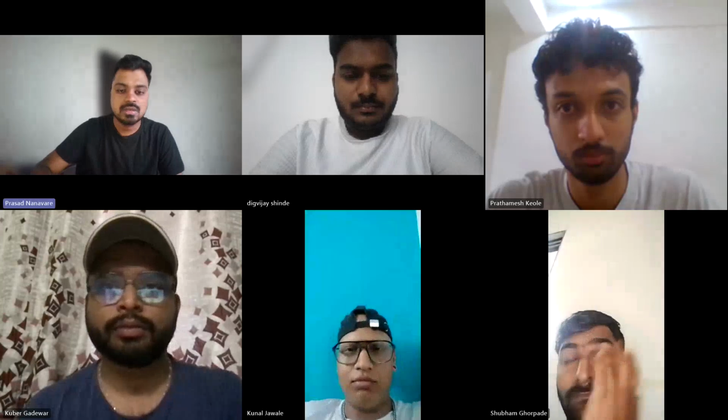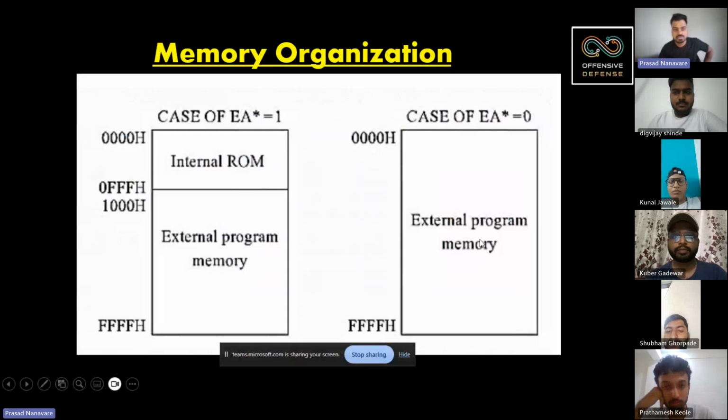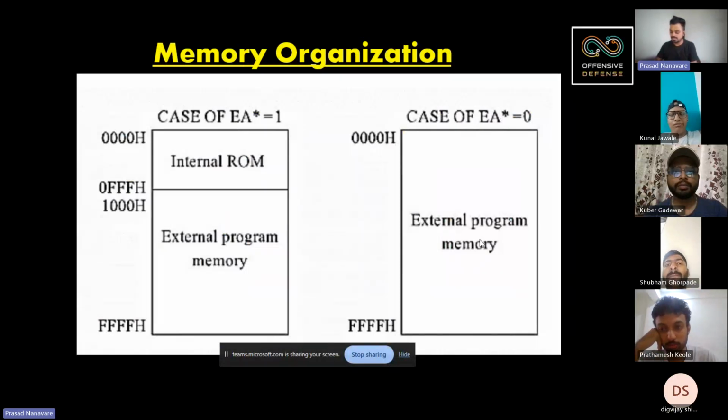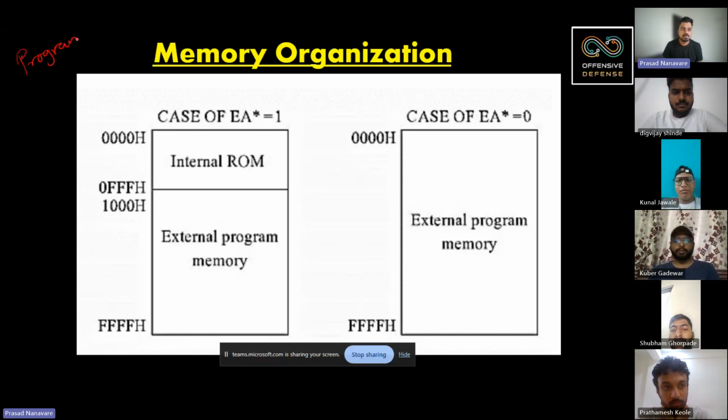So this is where we started from last time. We'll just go through it quickly and then start with our new things. Memory organization: this is our internal ROM, which is our program memory. If we are to use our internal ROM, we have to set EA equal to 1. In this case, it is internal plus external, so both the ROMs are considered.